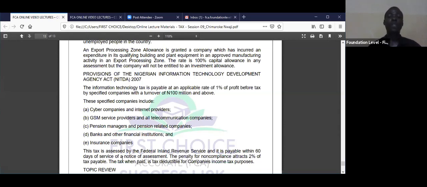So you've learned of IT tax, you've learned stamp duties and all other taxes. So IT tax is 1% of profit before tax. So it is not assessable profit. All you need to do is go to your net profit that you are checking. That net profit is your profit before tax. That is what you are going to use to compute your 1%.